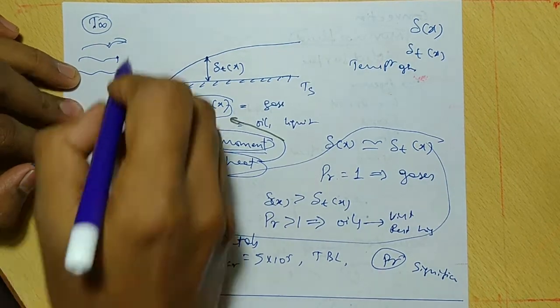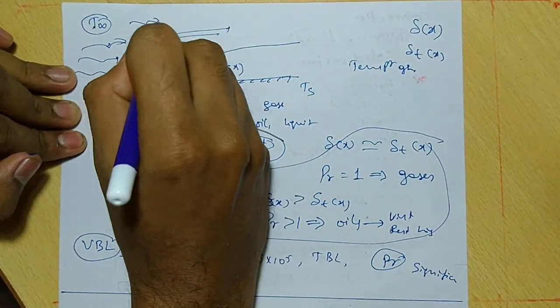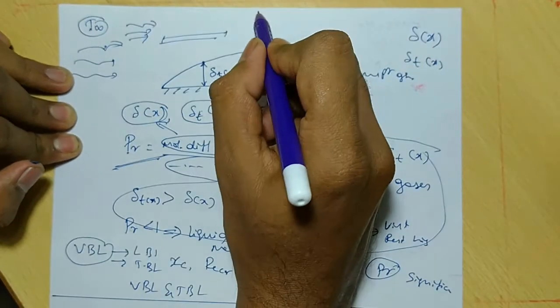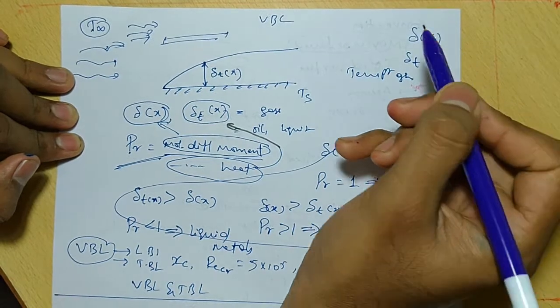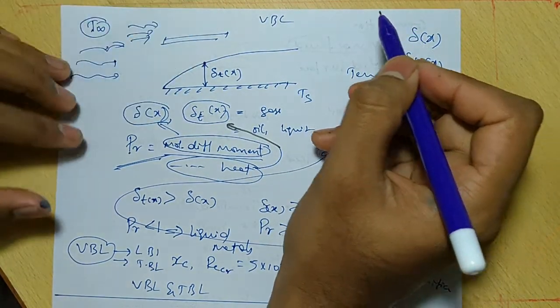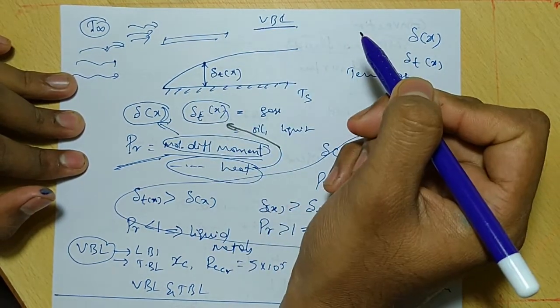Whenever a fluid moves over any surface, the velocity boundary layer (VBL) will be formed. Keep it in mind: once the fluid is moving over the surface, the velocity boundary layer will always form.